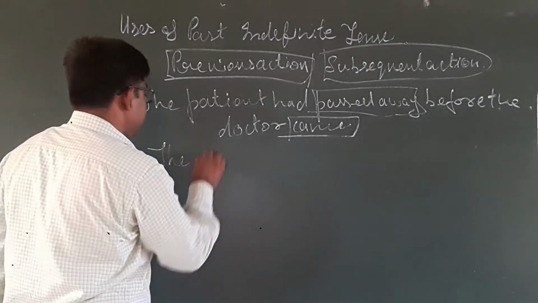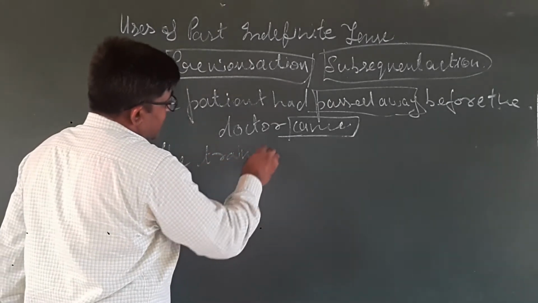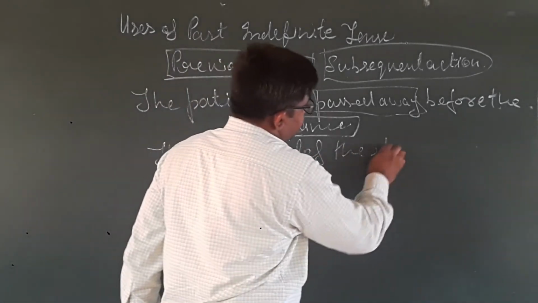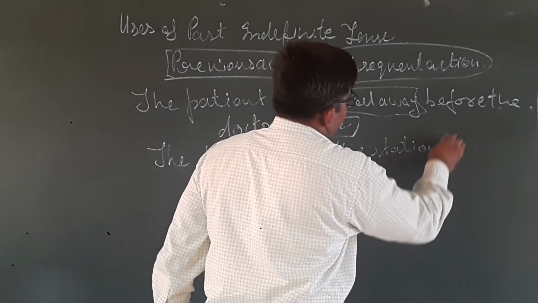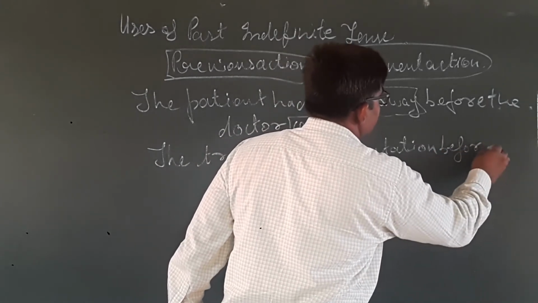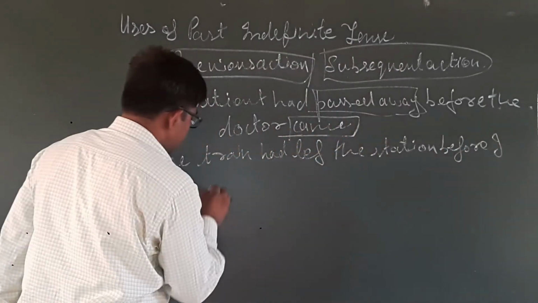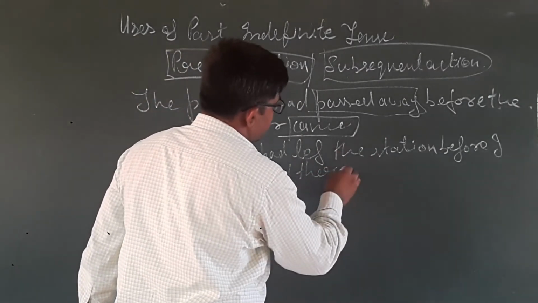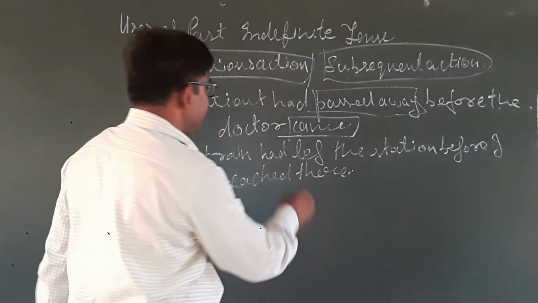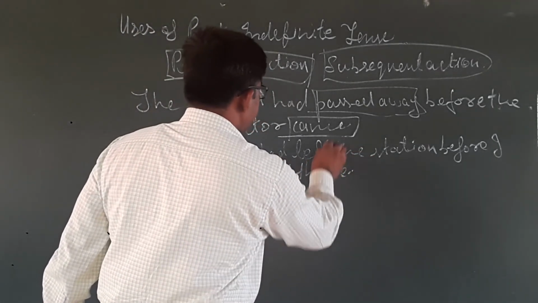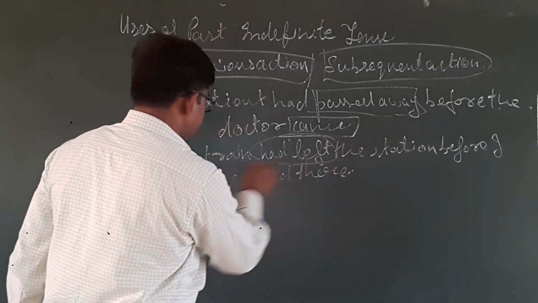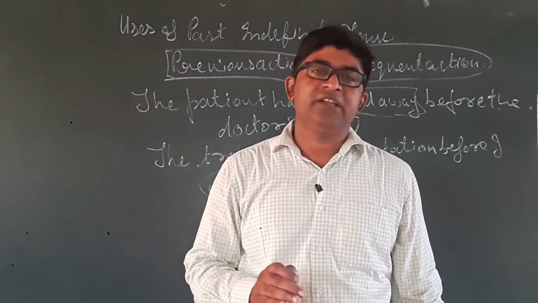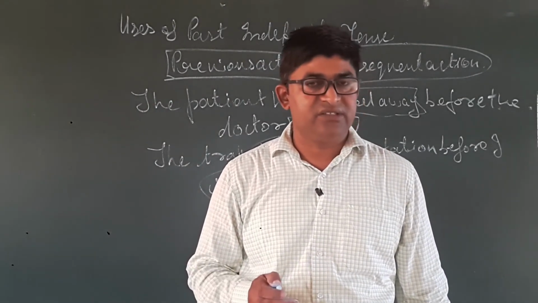The train had left the station before I reached there. So same sort of sentence is there. Two actions: had left the station and reaching at the station. Previous action, the train had left, and the subsequent action, I reached there.